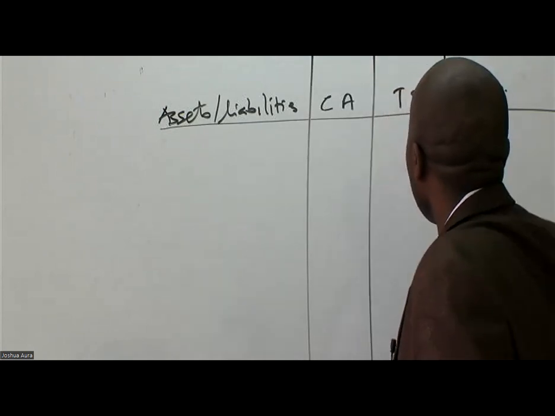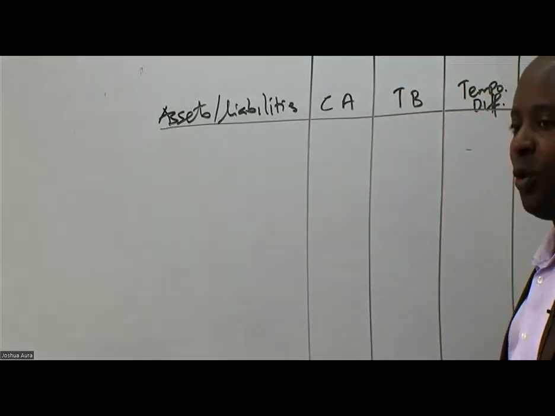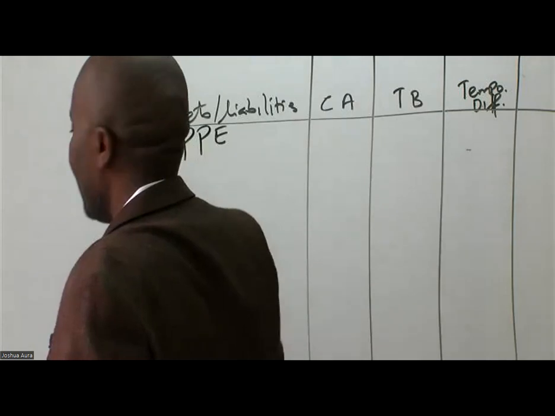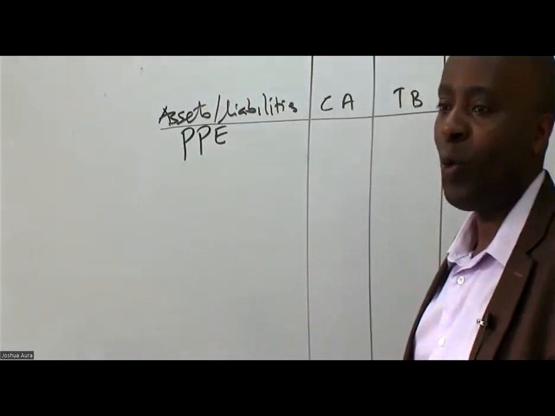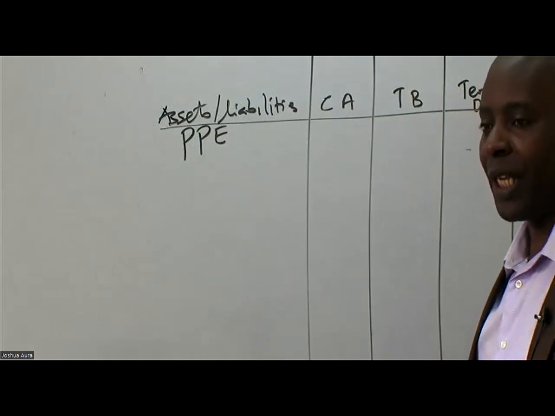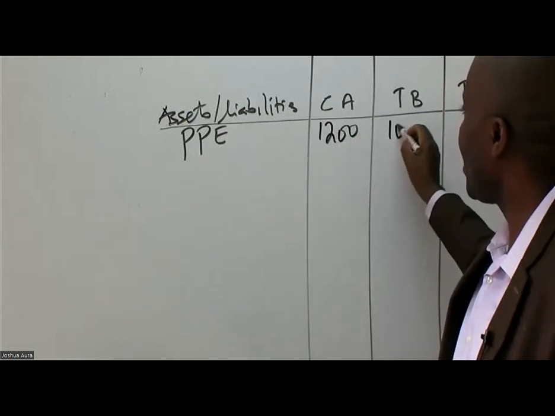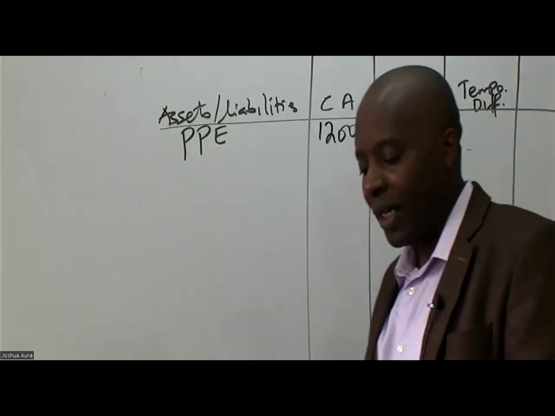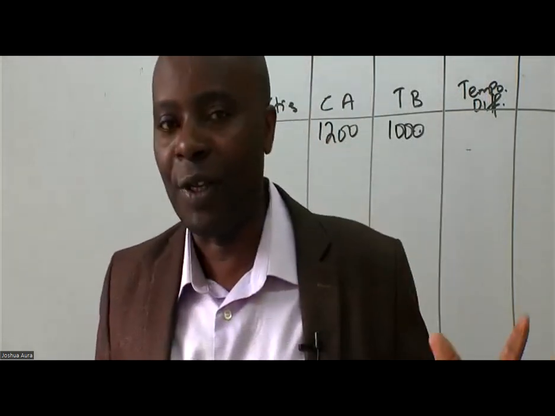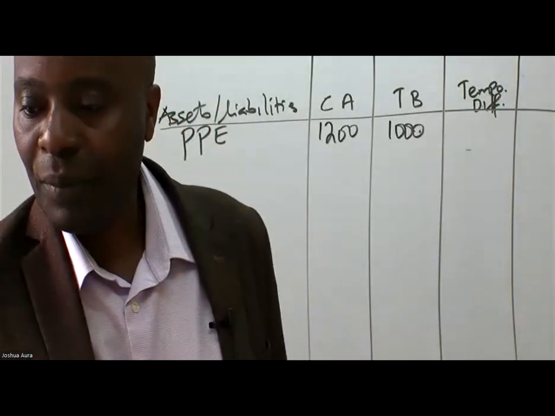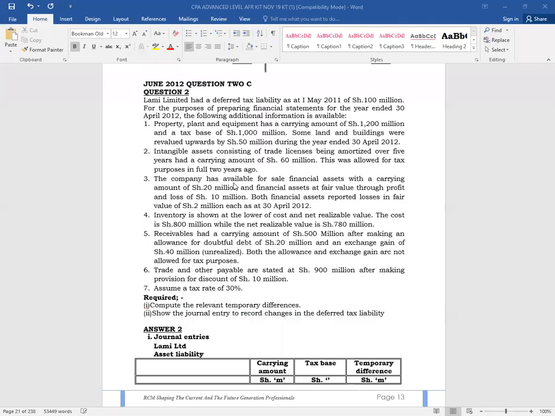Very easy. So we look for those assets. The first one, they've told us, is property, plant, and equipment. They have already given me the carrying amount, so the carrying amount is 1,200. And the tax base, they have told me, is 1,000. So these are free marks. Difference means you're subtracting, right? Remember, the figures are given here. They've told us property, plant, and equipment has a carrying amount of 1,200 and a tax base of 1,000.